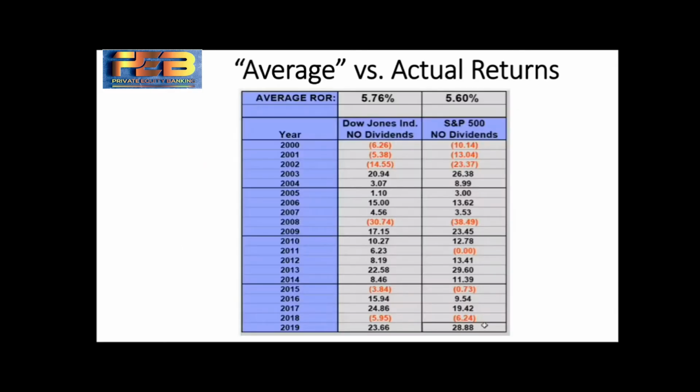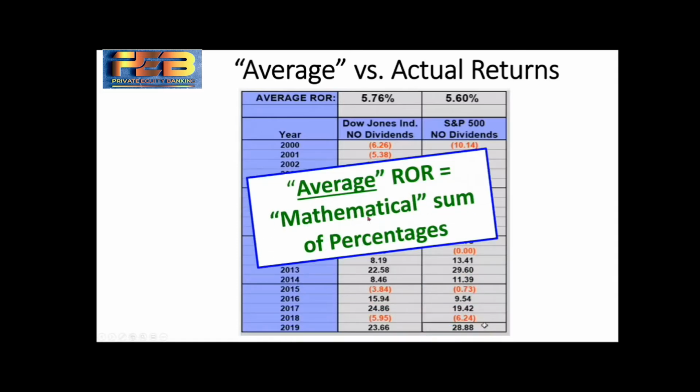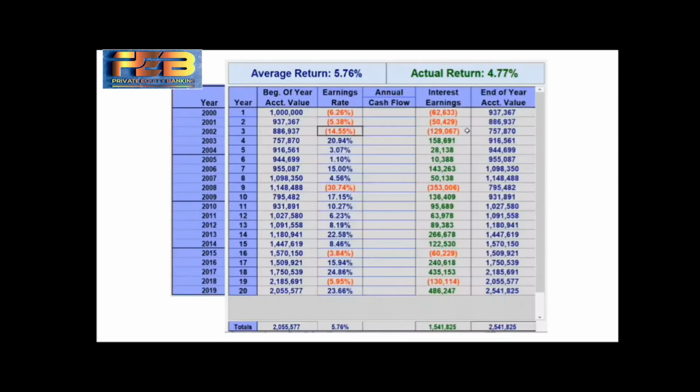Let's look here at the average arithmetic rate of return for the Dow Jones over the past 20 years. In other words, a negative 6.26 plus a negative 5.38. You get the idea, all the way down for 20 years, and then divide that by 20, and you get 5.76. With the S&P, you get a 5.60. But this is only the average arithmetic. It is not the actual. Okay? So this is just a mathematical sum of the percentages divided by the number of years.